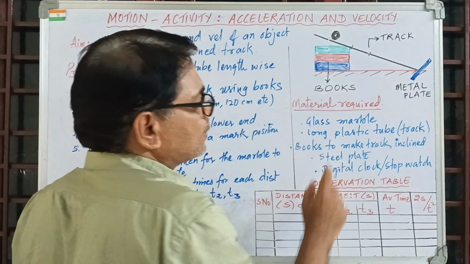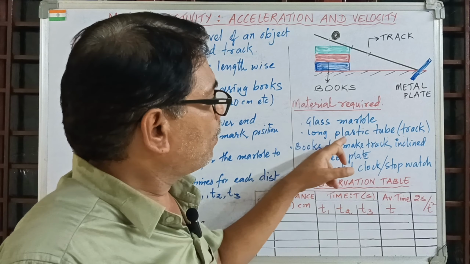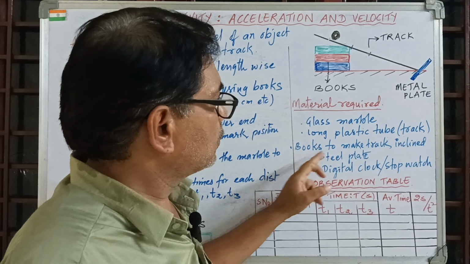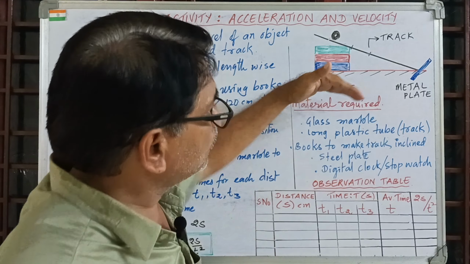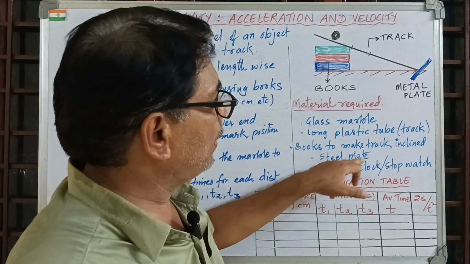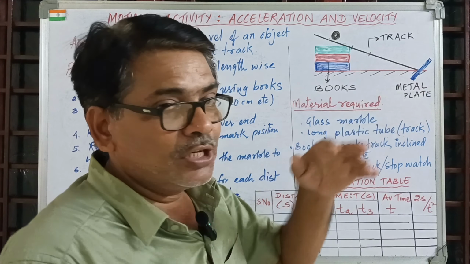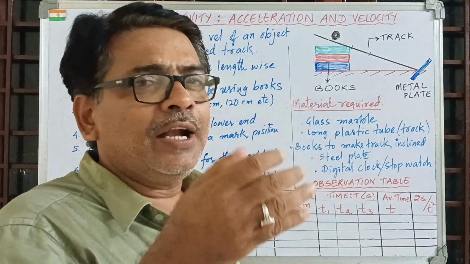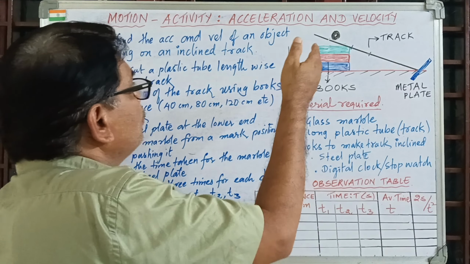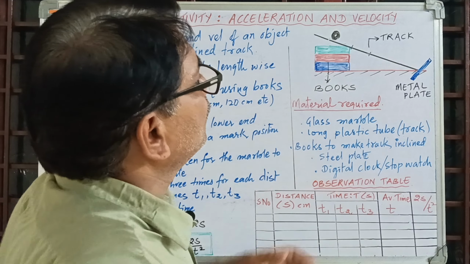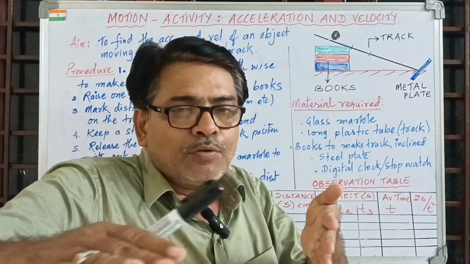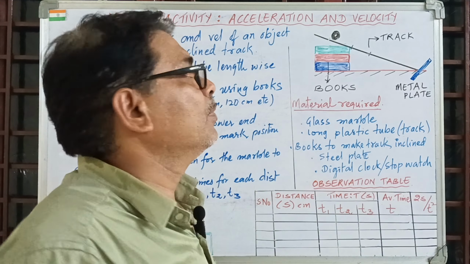You require a glass marble, a long plastic tube which is used for creating a track, and books to make the track inclined. Then you require a steel plate, and the steel plate should be kept exactly at the end of the track. To create a track, we will be using a plastic tube, which is a pipe cut into two halves.